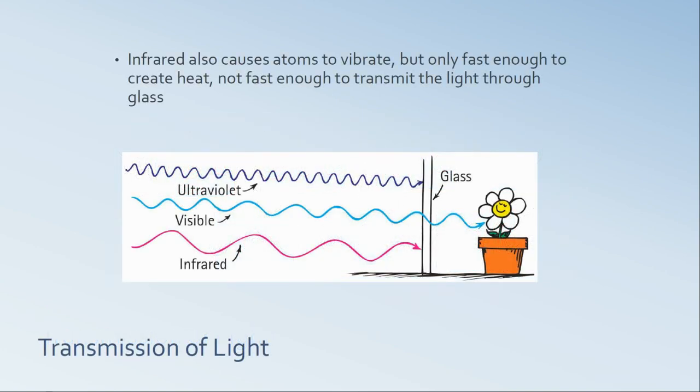Infrared radiation also causes atoms to vibrate, but not fast, only fast enough to create some heat, but not fast enough to transmit the light through the glass. It doesn't have enough energy to make the light go through the glass.